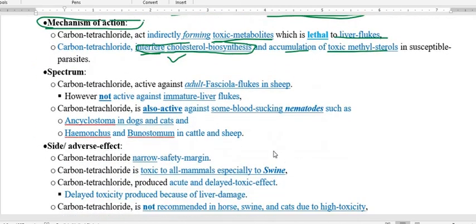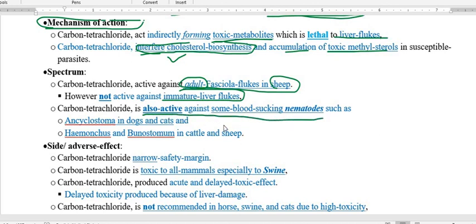Regarding its spectrum, as mentioned, this is active against the adult Fasciola fluke in sheep, and usually not active against the immature liver fluke. In addition to activity against the Fasciola fluke, it also has activity against nematodes, particularly blood-sucking nematodes like Ancylostoma, Haemonchus, and Bunostomum, in dogs and cats, and cattle and sheep respectively.